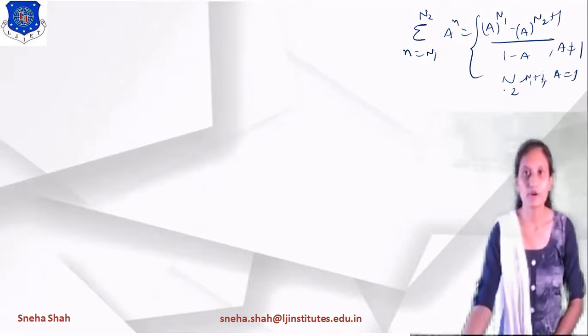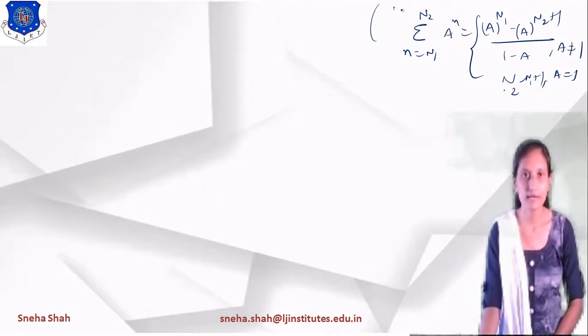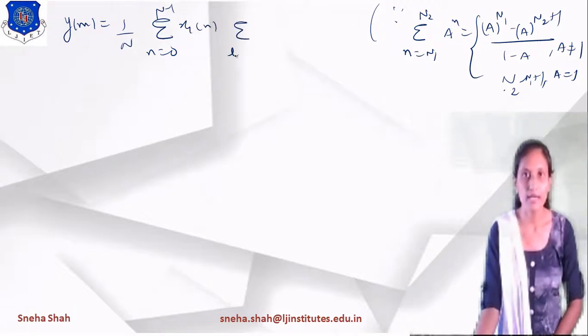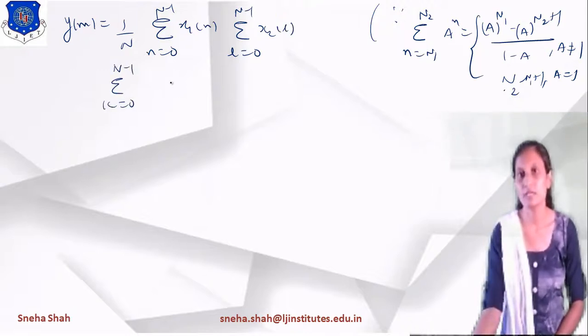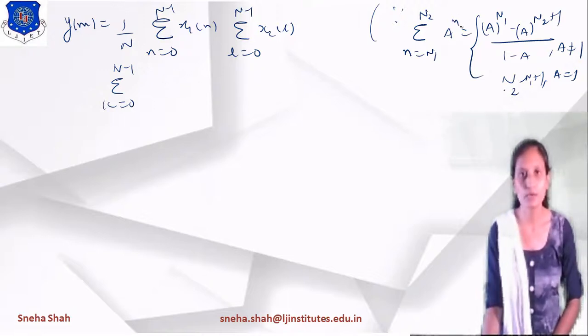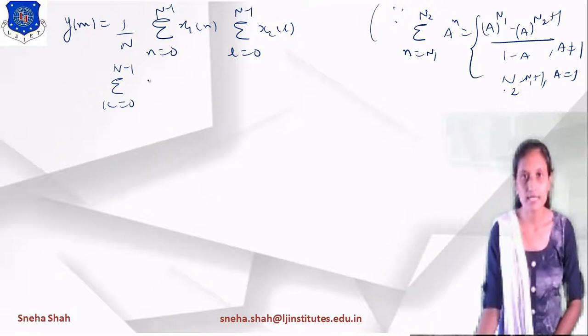So if I am applying this formula in the above equation, then what is the value of y of m? y of m equals 1 by N, summation n equals 0 to N minus 1, x1 of n, summation l equals 0 to N minus 1, x2 of l, and the third summation is of k equals 0 to N minus 1. Here the term is a raised to n, and if we apply this rule, then there will be two terms, e raised to minus j 2 pi, and if we take the plus part as common, e raised to j 2 pi k (m minus n minus l) divided by N. This one is the last equation, right?